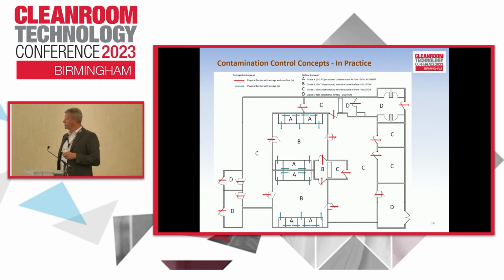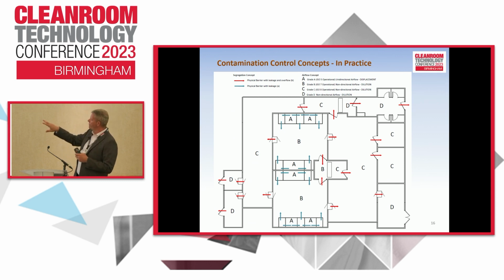Here's an example of some concepts in practice. Here's a layout of a facility. The areas identified at A are all isolators. They're all pharmaceutical isolators. They're using the physical barrier with leakage, because isolators do leak. But they're using the physical barrier concept, and they're using displacement unidirectional airflow. And they're grade A environments. So grade A environments are using unidirectional flow. That's in the revised Annex 1. They're almost insisting upon unidirectional flow in grade A environments. That's certainly a big point. If you're not going to use it, you need to have a really good reason why you're not using it.